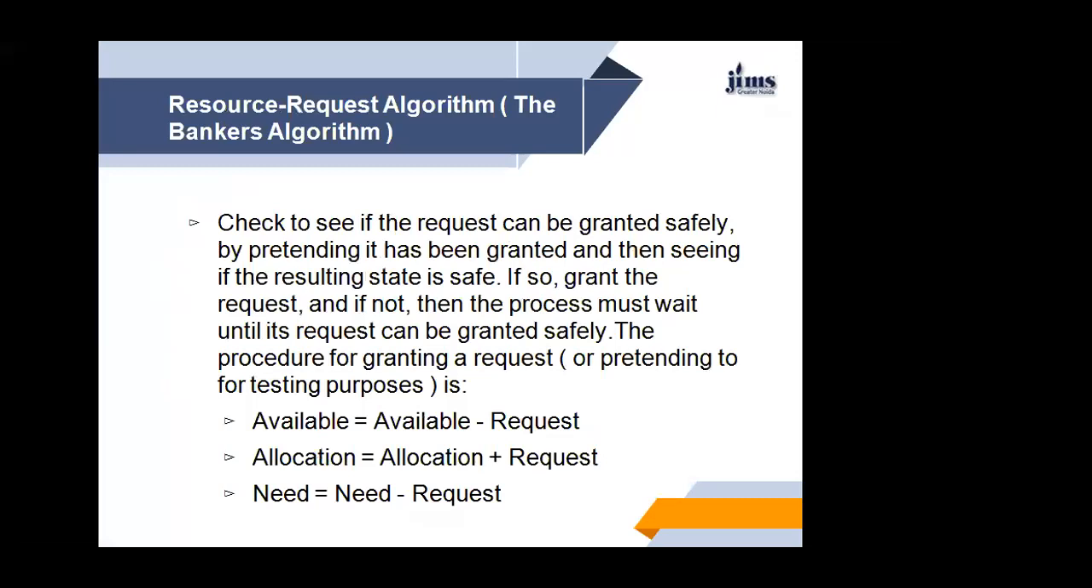Available equals available minus request. Suppose a particular process is requesting 2 resources, and 4 are available. In that case, available equals available minus request, so that will be 4 minus 2, which means there will be 2 resources available. Allocation equals allocation plus request. Let's say 6 resources have been allocated till now, and now the process is requesting 2 more. So now allocation will be 6 plus 2, that is 8.